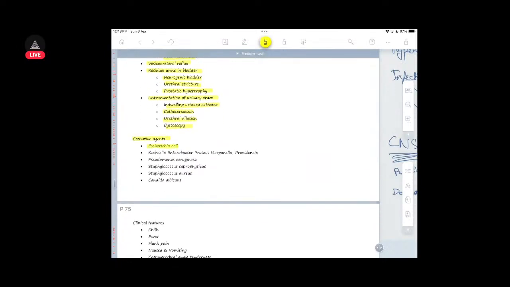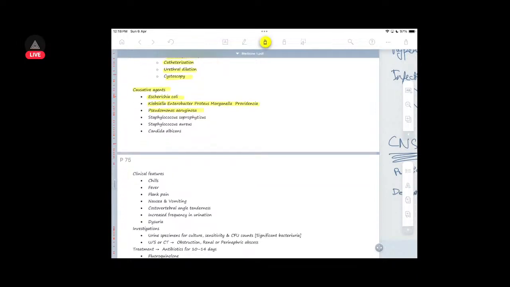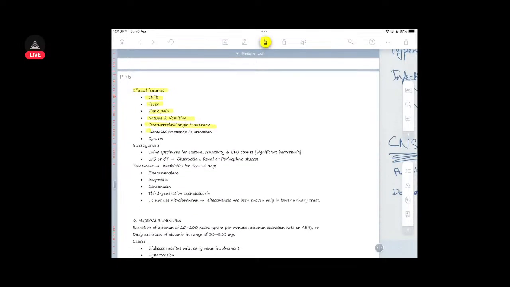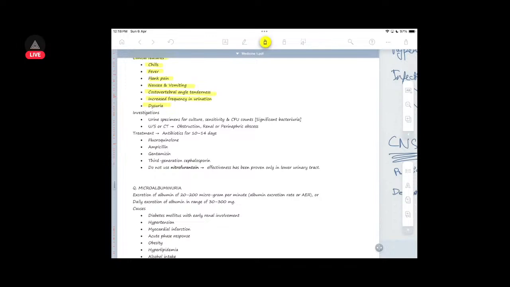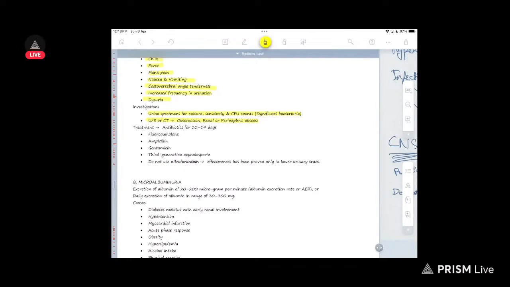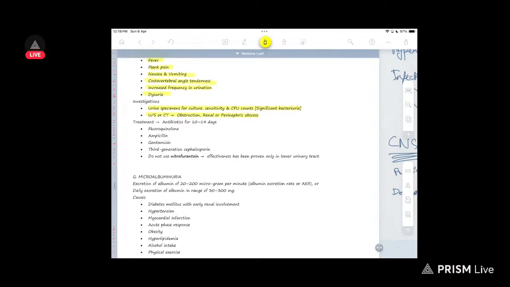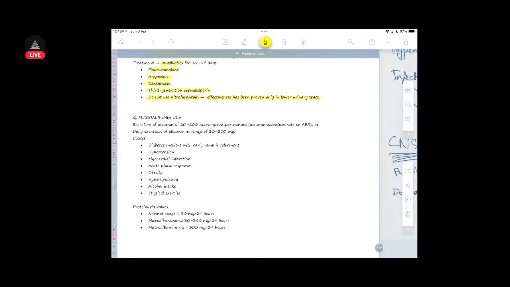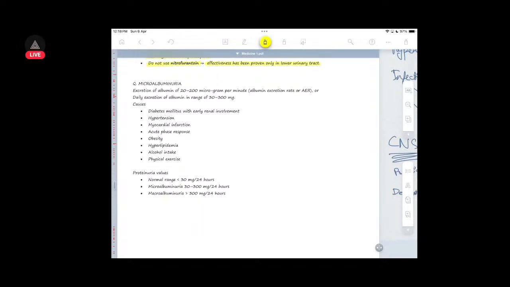Then causative agents: E. coli, Klebsiella, Enterobacter, Proteus, Pseudomonas, Staphylococcus, if you want, you can write. Clinical features: chills, fever, flank pain, nausea, vomiting, costovertebral angle tenderness, increased frequency, and dysuria. Urine specimen will show CFUs, and you have to check ultrasound or CT for obstruction or renal peripheral abscess. Antibiotics you can give: fluoroquinolone, ampicillin, gentamicin, third generation cephalosporin. You would not give nitrofurantoin because effectiveness has been proven only in lower urinary tract infections.